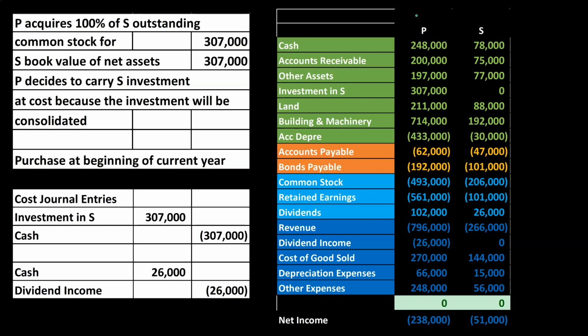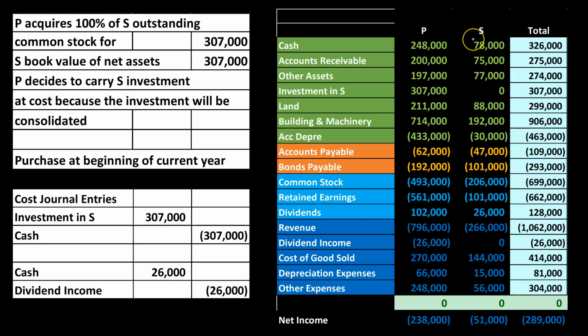We're going to say, hey, would you give us the trial balances for P and S? Then we're going to put them side by side and combine them. Now, in this presentation, that's going to be very easy to do because we can just put them side by side and add them up.